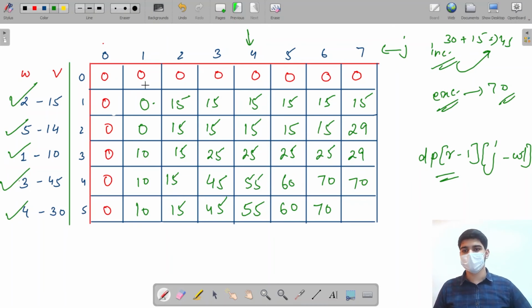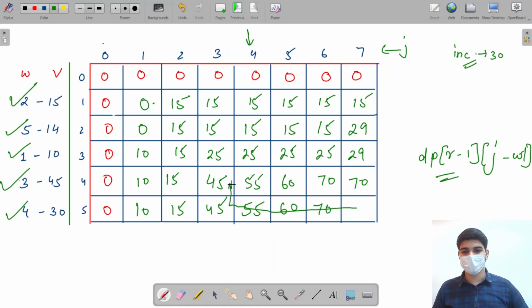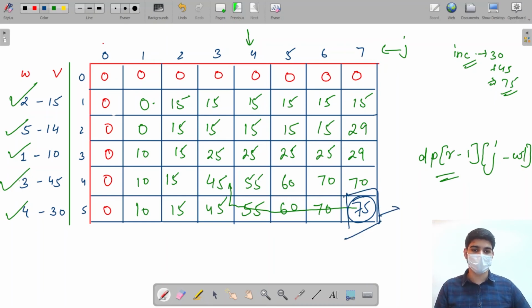Now for the very last position, let's see, right? So very last position in which if I include myself, then I would get my own value, which is 30, and then I would go 4 places back and I would check the maximum value, which is 45, right? So 30 plus 45 will give me 75. If I include myself, I'm getting 75. If I exclude myself, I'm getting 70. That means over here, the maximum value that I can generate is 75 after including myself, right? And this is what my answer is. So 75 is my answer.